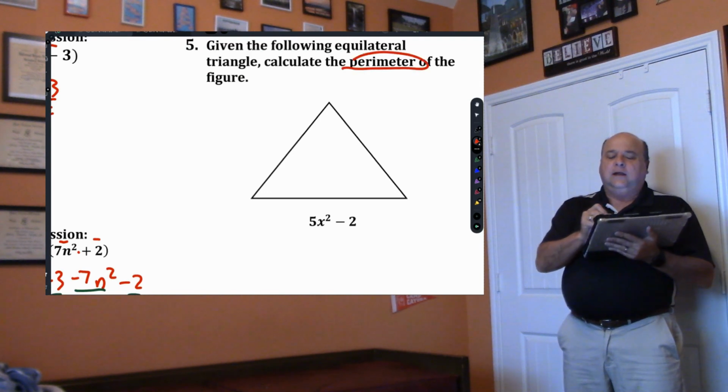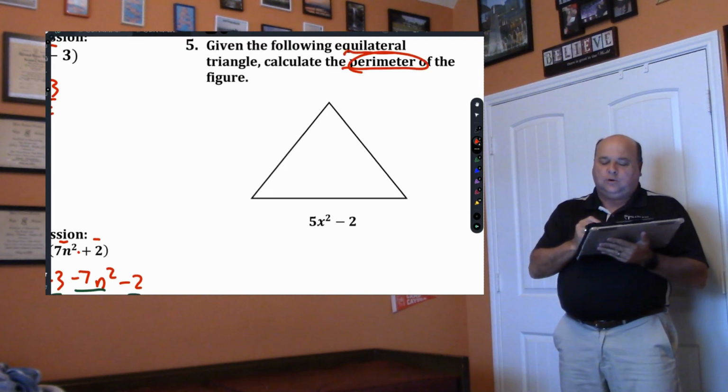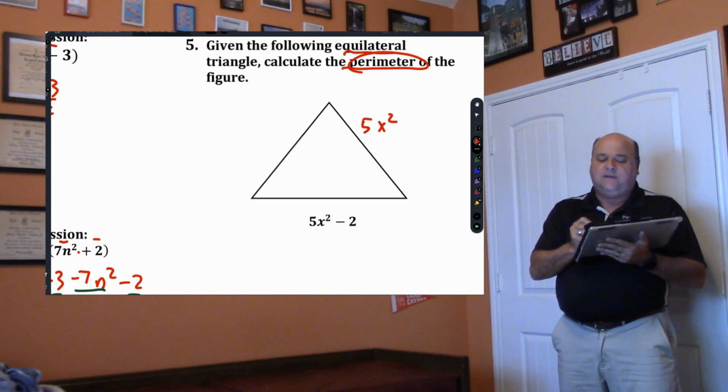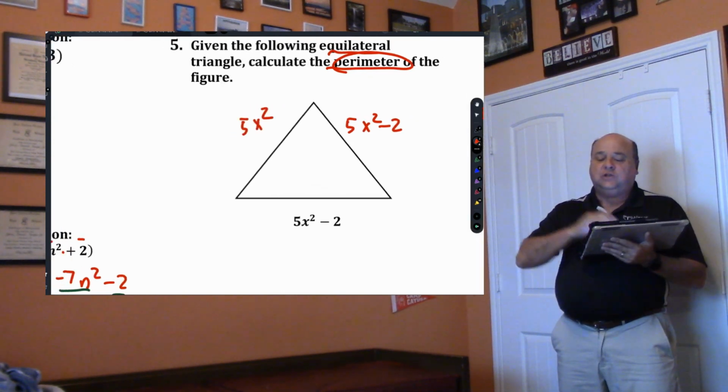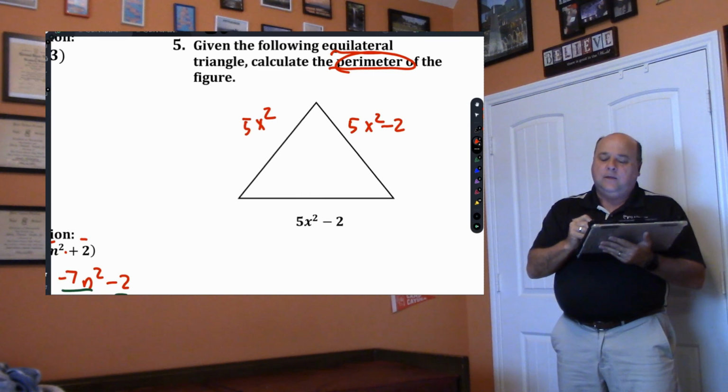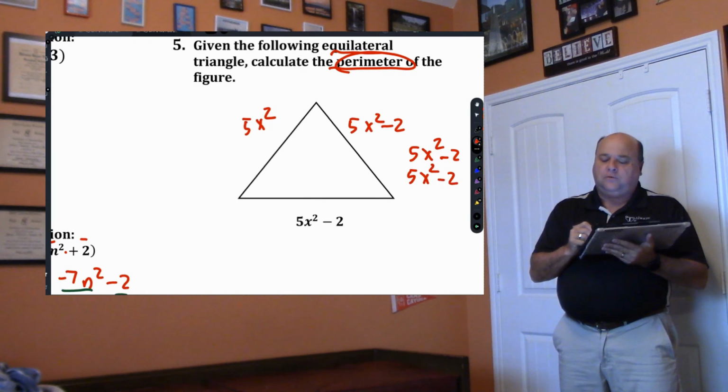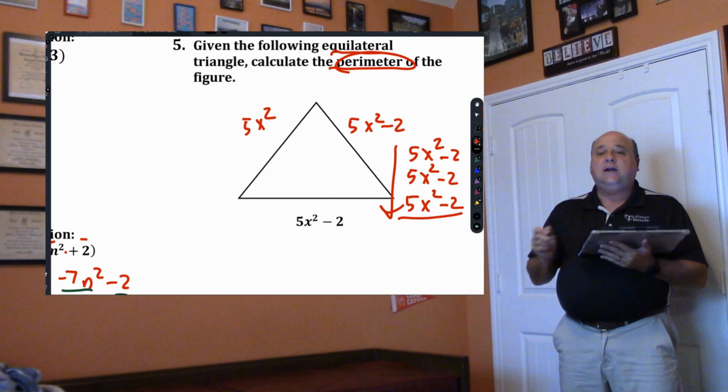Okay, we want to calculate the perimeter, and it's an equilateral triangle, so everything is 5x squared minus 2. Remember how I taught you to do this? We're going to stack everything. So I'm going to write down 5x squared minus 2, and we got 3 of those. I'm going to write all 3 of them down.